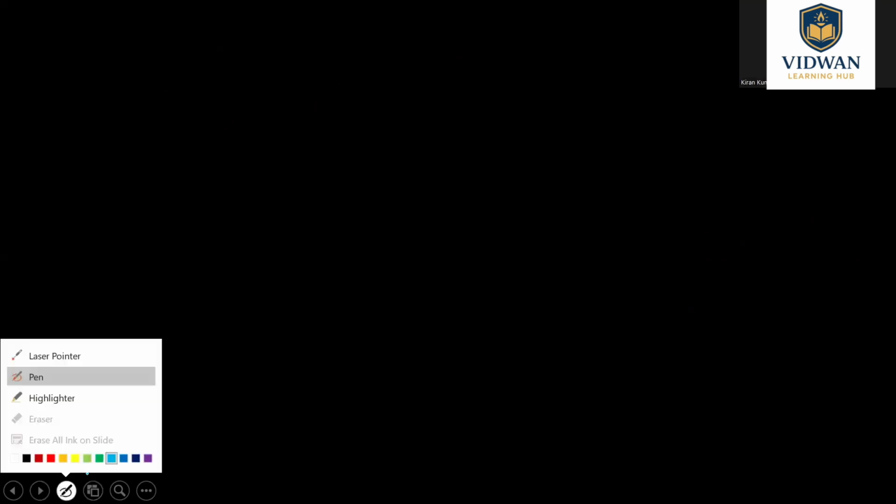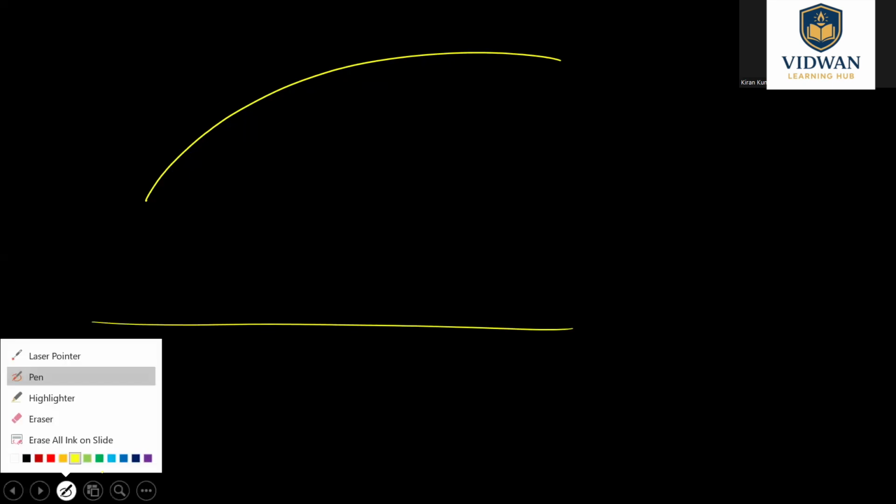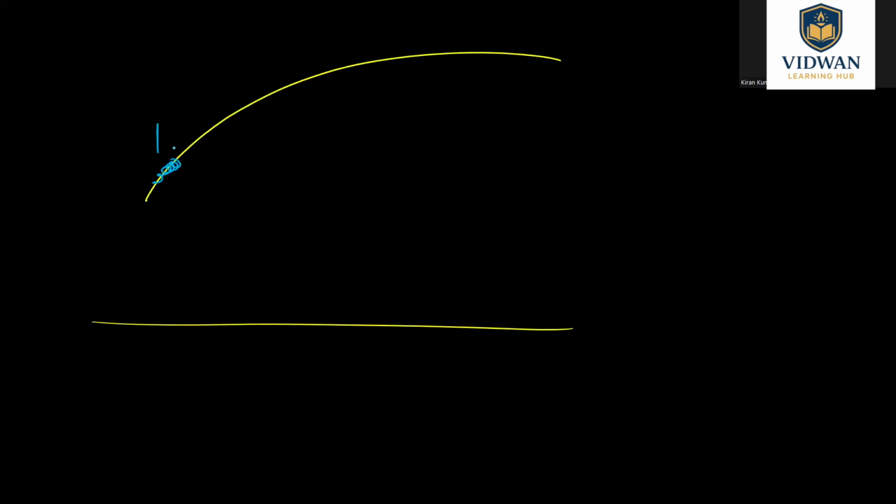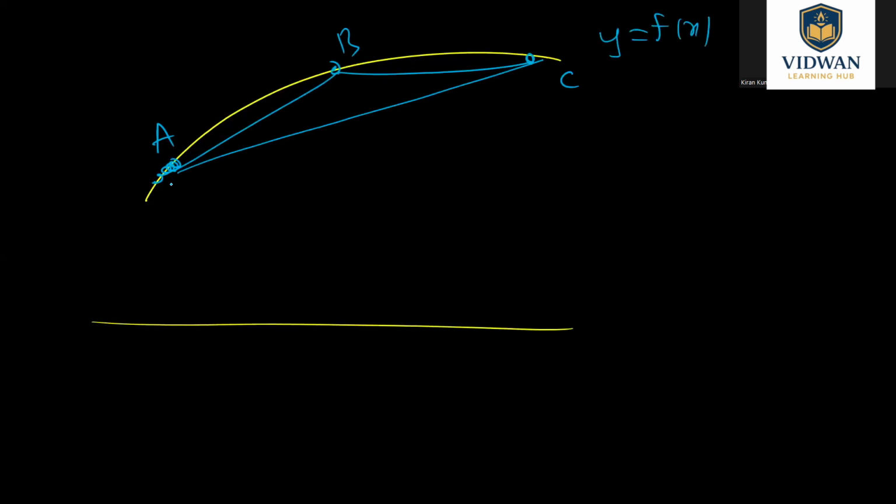Now the same thing, if I extend it for 3 points. Say I'm choosing some random point A here, B here, and C here. Join this to form a triangle. So the curve is again y equal to f of x. And this point is x1, f of x1. This is x2, f of x2. And this is x3, f of x3. So with the 3 points, I formed a triangle.